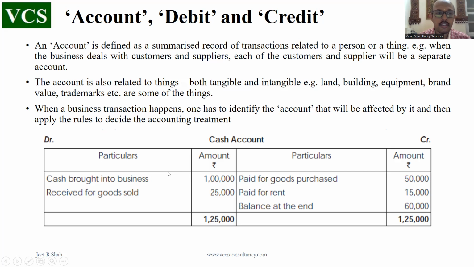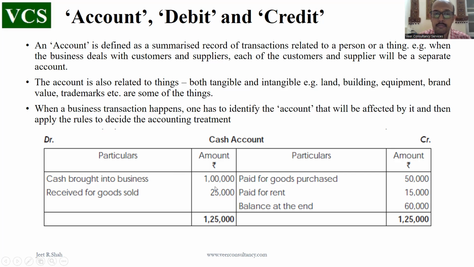So you can see over here that on the debit side of it, it is written that cash brought into business. मतलब पैसा धंधे में आया 1 लाख रुपया. Then received for goods sold. मतलब जब हमने माल बेचा था उसके लिए you got 25,000 rupees more. On the credit side of it, you can see that paid for goods purchased. मतलब हमने पैसा दिया 50,000 rupees. We paid for rent. So cash, rent भी हमने cash से पे किया 15,000 रुपया उसके लिए दिया.